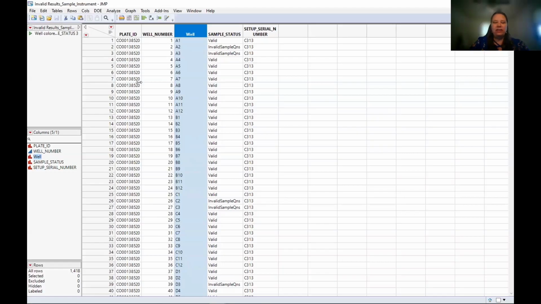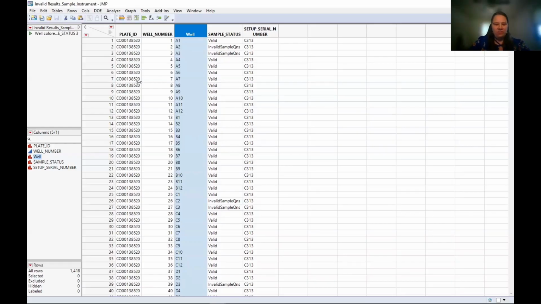You can see here that there's a plate ID, a well number, and then a specific column called well, and then sample status and the setup serial number. The setup serial number is associated with the instrumentation itself. The sample status is pretty clear. That's the valid or invalid result.